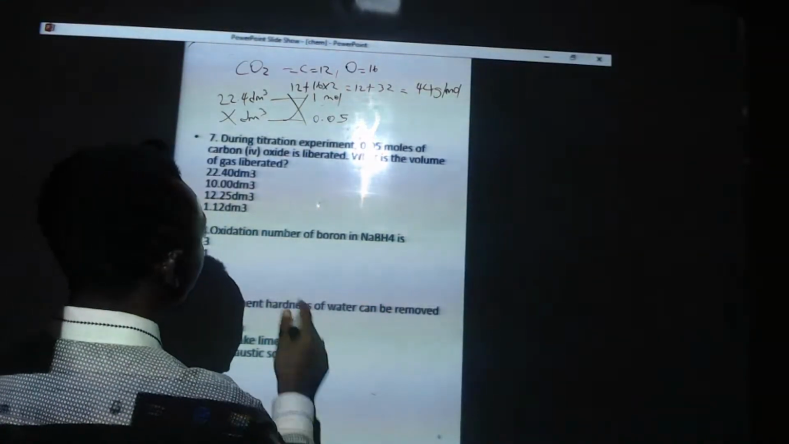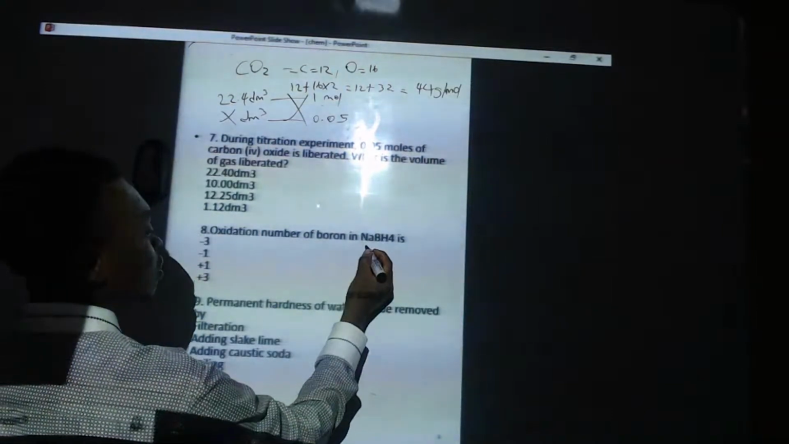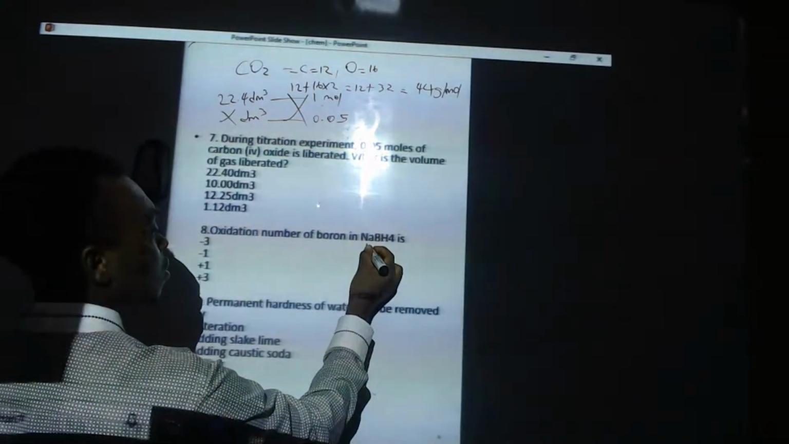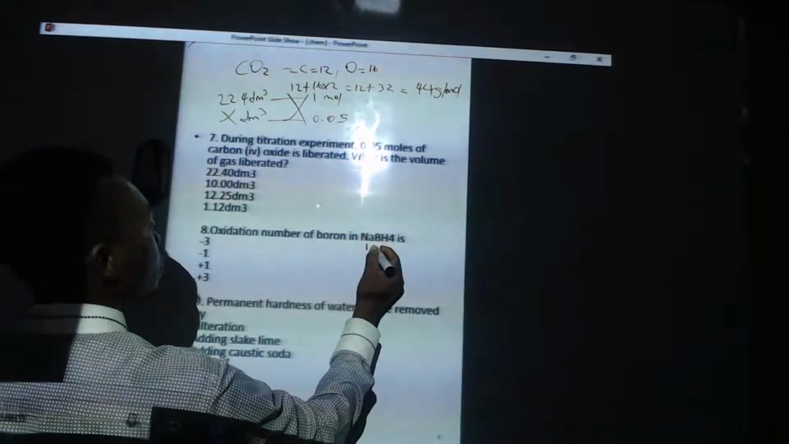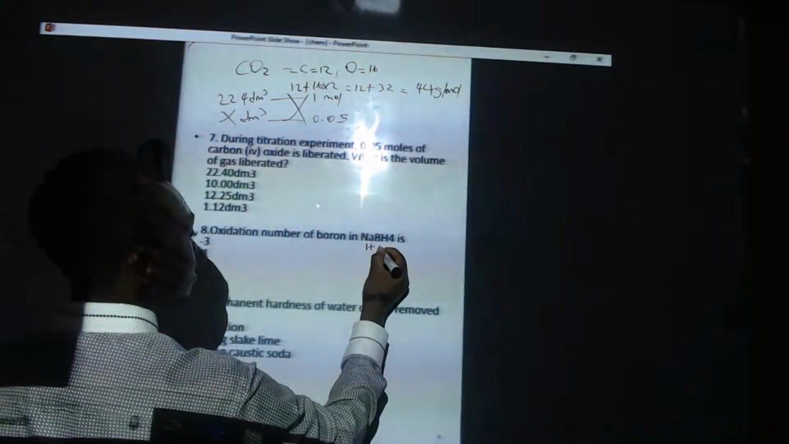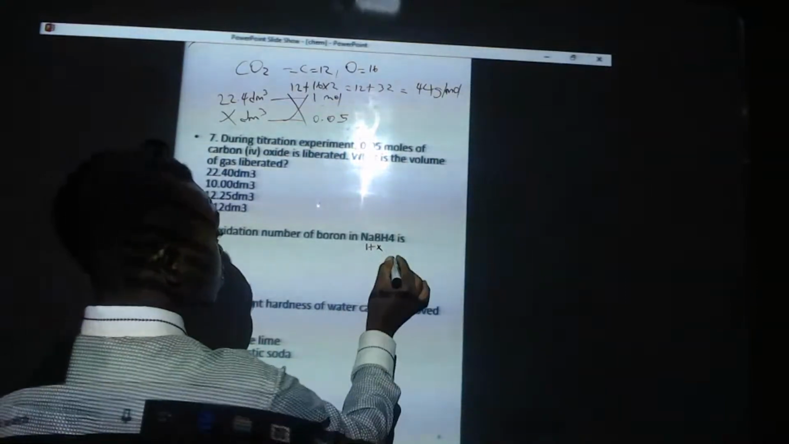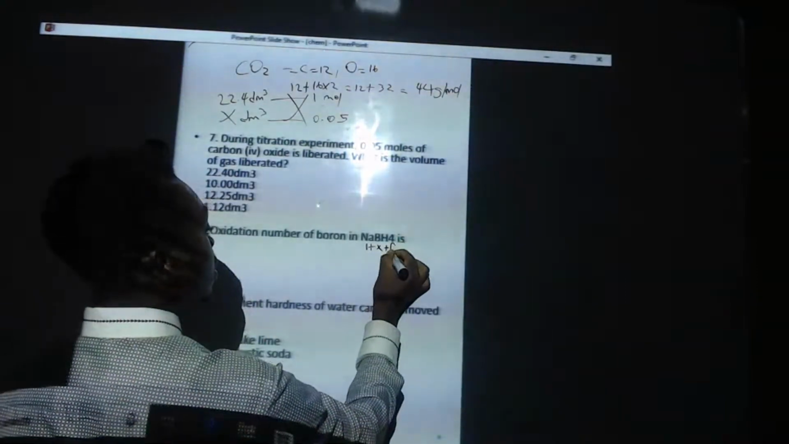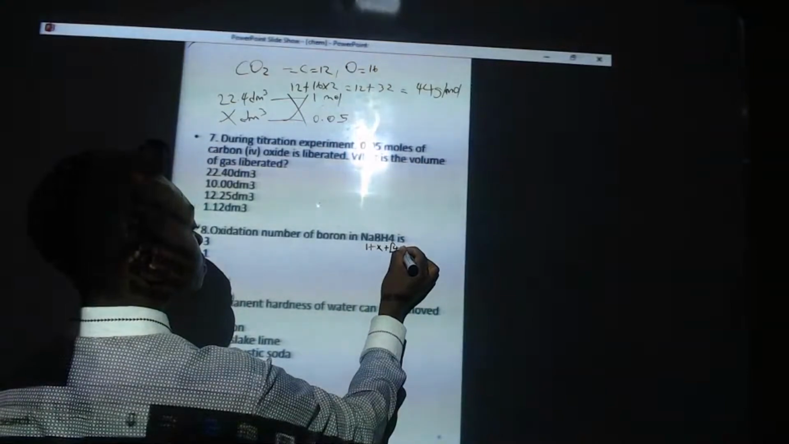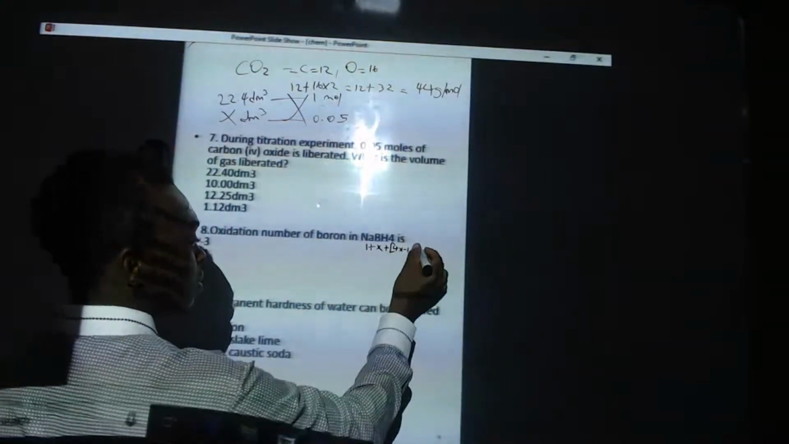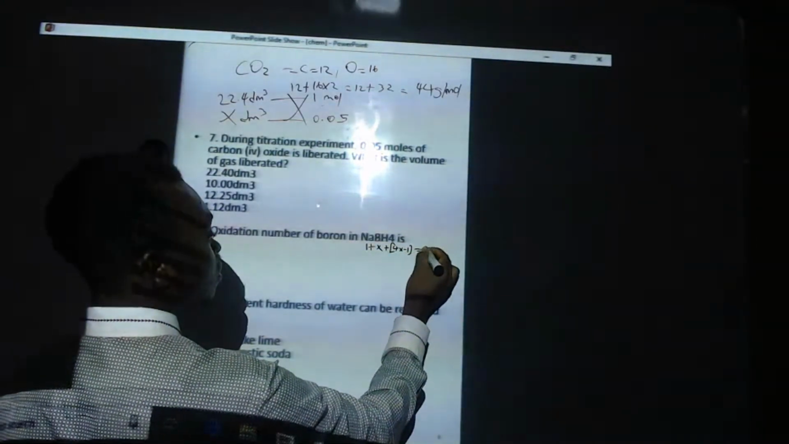Now, remember the last time I told you how to calculate the oxidation number. So once you get this, sodium here is +1. Since we are finding for boron, it will be +x. Remember your hydrogen here is now standing as a hydride, so it's going to be plus 4 times minus 1. Instead of the normal plus 1, it's going to be minus 1. This is equal to 0.